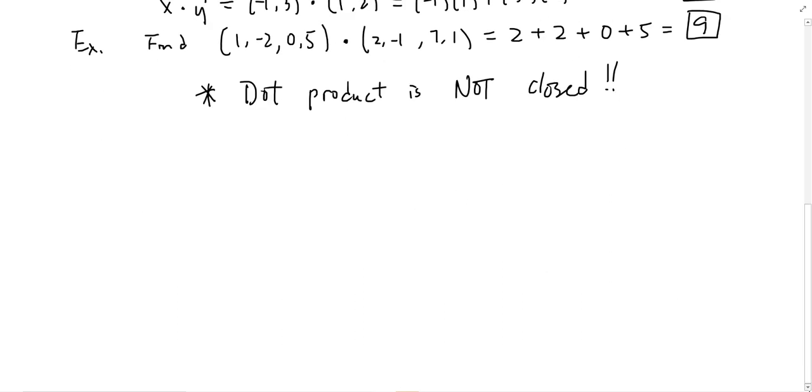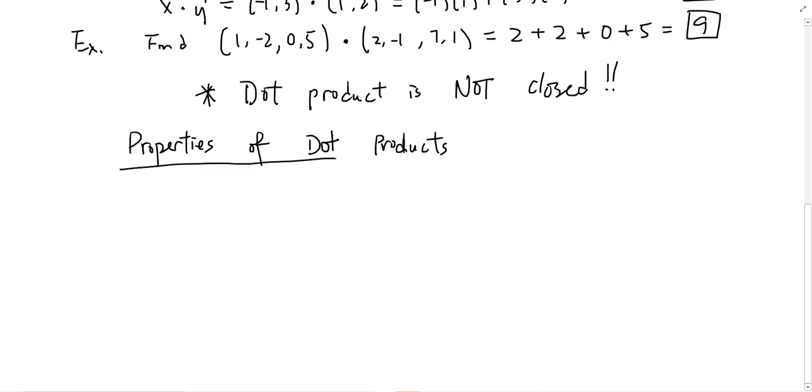So the next thing I want to talk to you about will be the properties of dot products. Even though dot product doesn't have the closure property, there are definitely other properties that we can use. Some of them are similar to properties you would expect to be true, while some of the others you probably don't expect. So let's see what happens here.